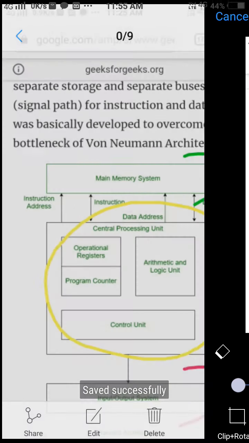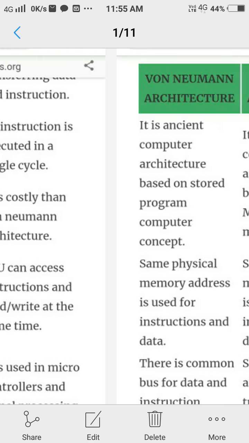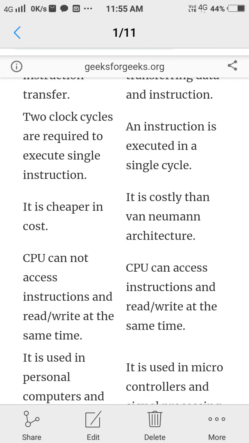So you can see the difference between von Neumann architecture and Harvard architecture. This question is important for the CSVT examinations also. So you can have the differences as I have already told you, and you can make your own notes and you can write the answer to the question: describe the difference between Harvard and von Neumann architecture.